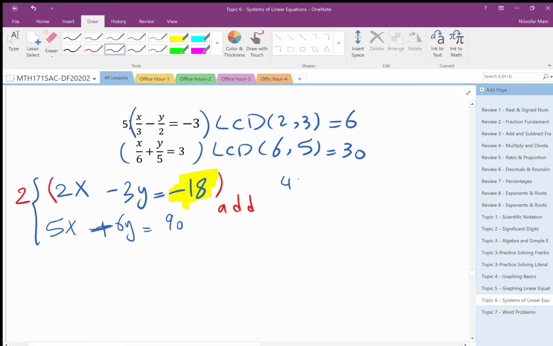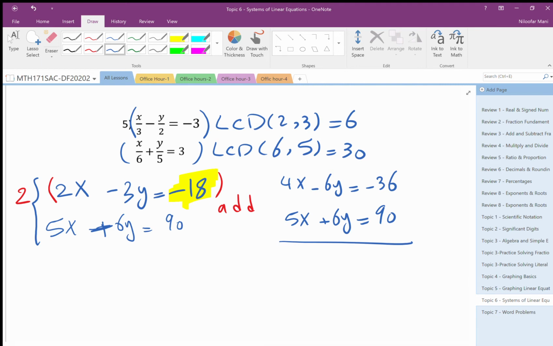So it is 4x minus 6y equal minus 36. Remember, you need to multiply both sides, you need to multiply all terms. So 5x plus 6y equal 90. I don't need to make changes for the second one, and that's easier for me. See, I select the one which is easier for me, so I select to remove y, because for removing y I just need to multiply one of them. The less work, the less chance of making a mistake, and I want that.